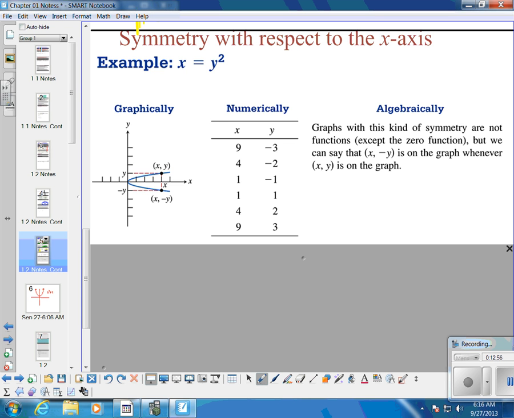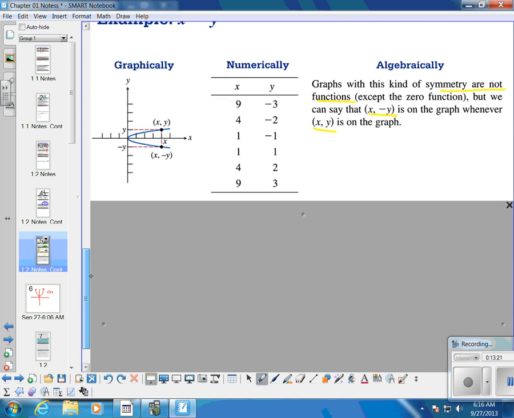Algebraically, it says graphs with this kind of symmetry are not functions. That's what I just said, except the zero function. But we can say that (x, negative y) is on the graph whenever (x, y) is on the graph. What does that mean? If you know any point on the graph, then that same point with the opposite y value will also be on the graph. So be aware of that.